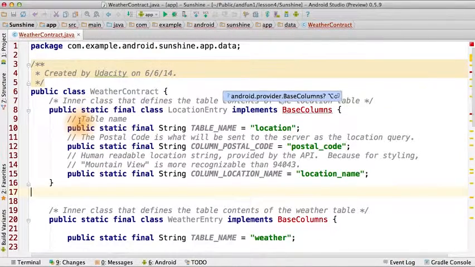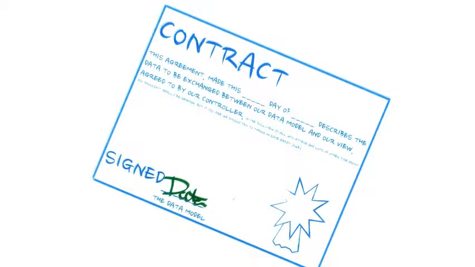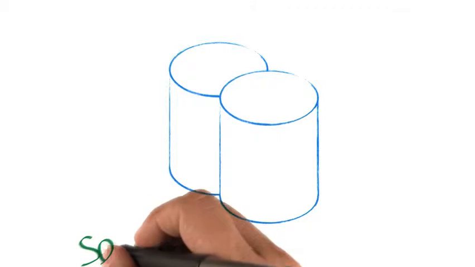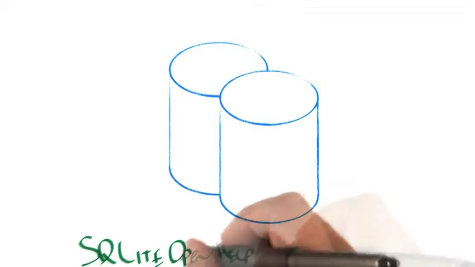And here's our solution. We begin with our unique table name. The rest of the inner class lists the columns we're going to use to store our data: postal code and location name. Now that's a contract. But we still don't have a database. Our database class will extend an Android class, SQLiteOpenHelper.